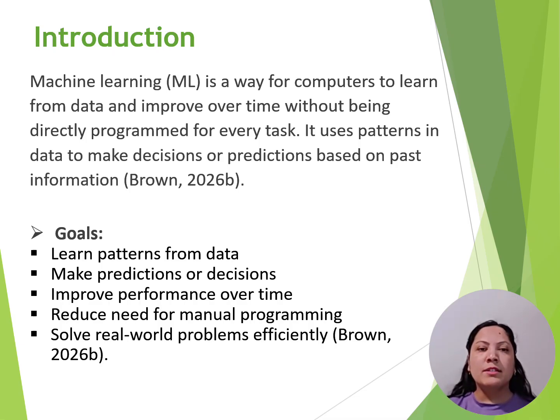So first, let's start with machine learning. Machine learning is a way that helps the computer to run data and improve over time without being directly programmed for every task. Its goal is to learn patterns from data. It helps to make predictions or decisions. It also helps to improve performance over time, and it also helps to solve real world problems efficiently.